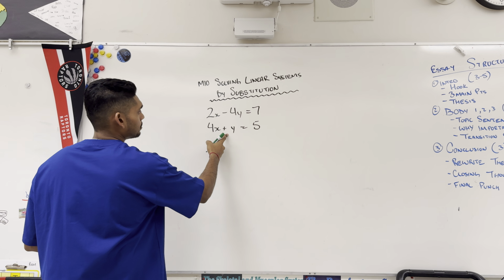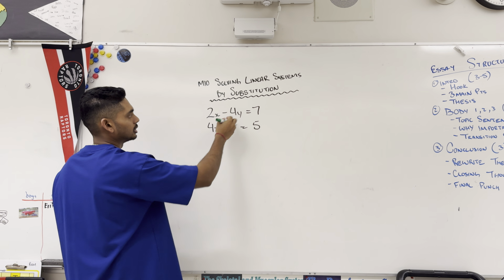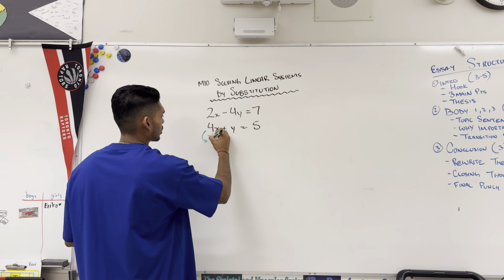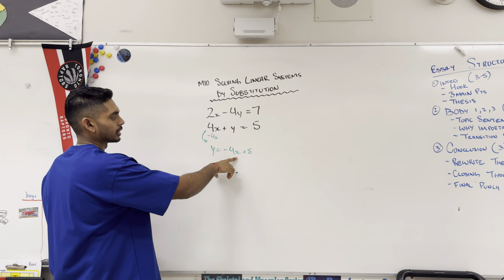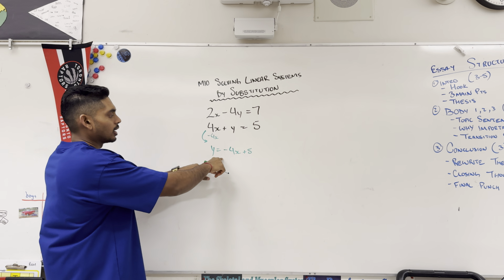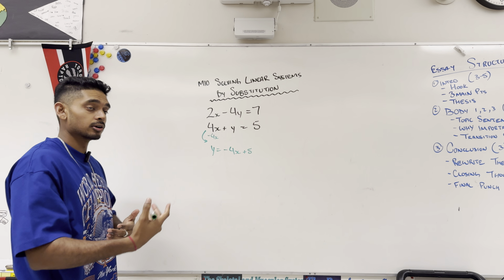Let's take a look. Let's manipulate this to make it y equals, and then from there we can substitute that into this y. We'll move 4x over and we'll keep 5 there. So it'll be y equals negative 4x plus 5. Now that I know what y is, I can substitute it in here and then solve for x. And that'll give us our x value.